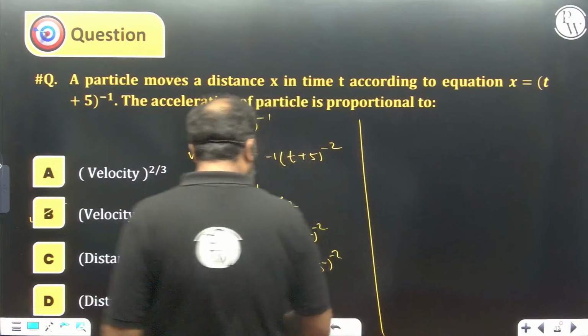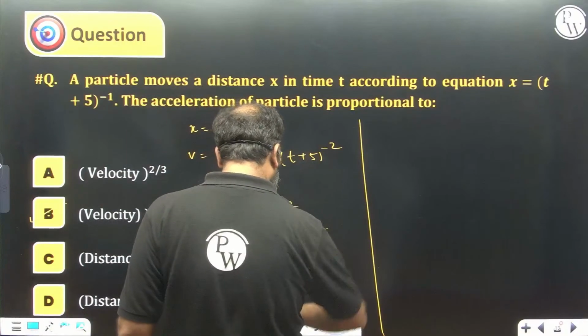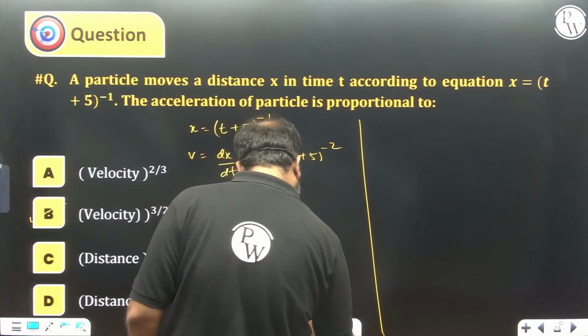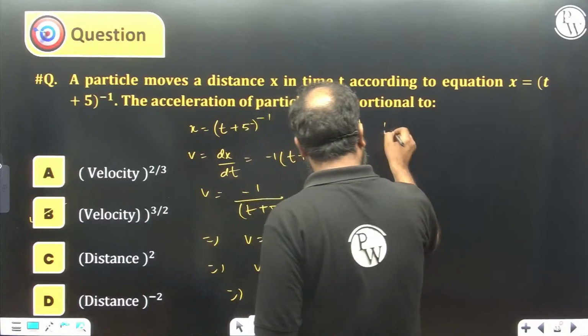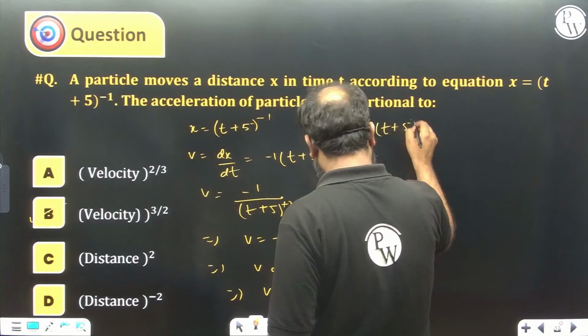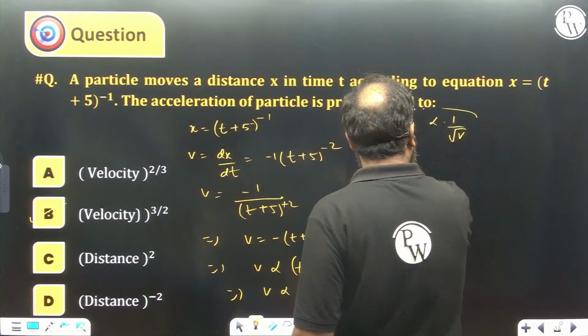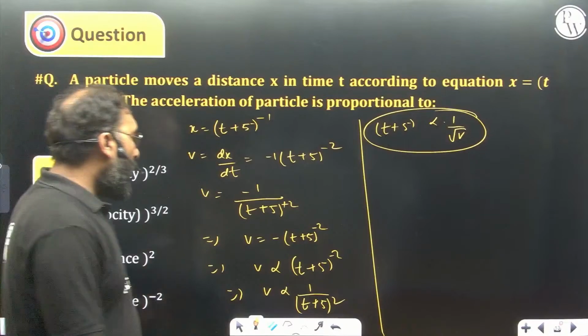Okay. So velocity is proportional to (t plus 5) power minus 2. So from here I can say that V is proportional to 1 upon (t plus 5) power 2. So t plus 5 is proportional to 1 by root V. This is what the correct answer. t plus 5 is proportional to 1 by root V.